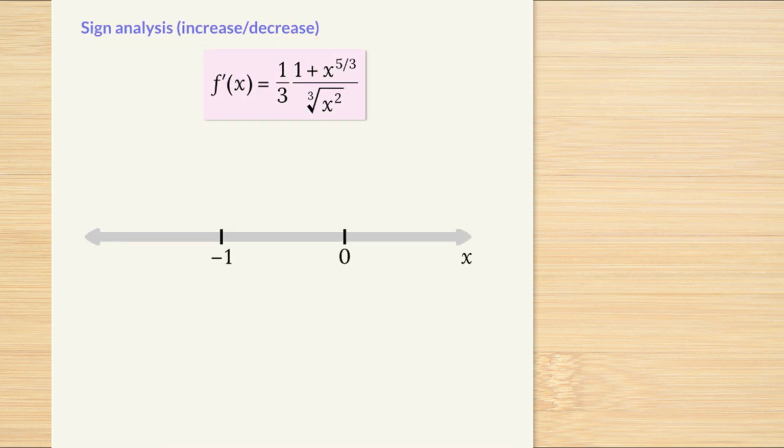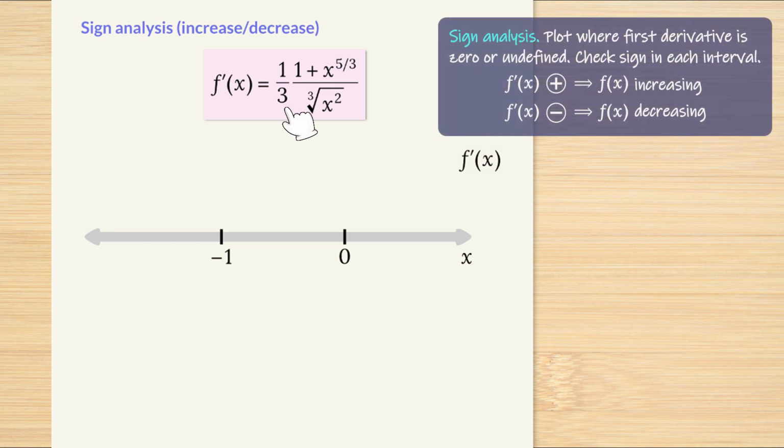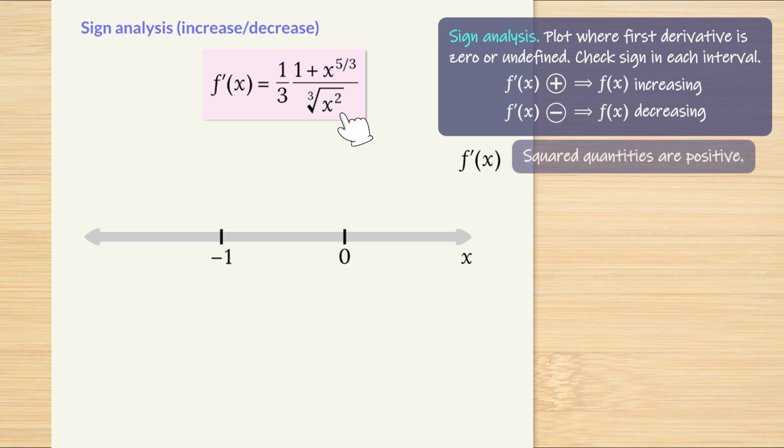On a number line, we plot any critical and singular points that we find, and analyze the sign on the first derivative. The 1/3 is just a coefficient, doesn't do much. The denominator, we have an x squared. The denominator will always be positive. The numerator, however, will change depending on where you are in the interval of x.